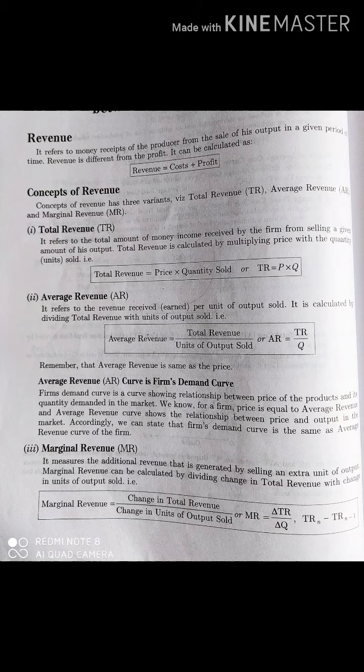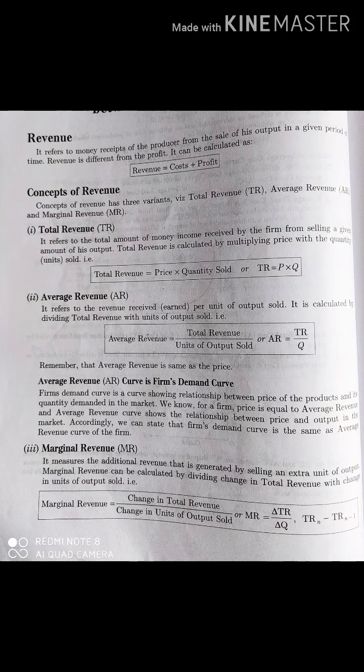Am I clear? Now the average revenue curve is the firm's demand curve. We have studied the demand curve, so average revenue is equivalent to the firm's demand curve. The firm's demand curve is a curve showing the relationship between the price of the product and the quantity demanded in the market. We know that for a firm, price is equal to average revenue, and the average revenue curve shows the relationship between price and output in the market.